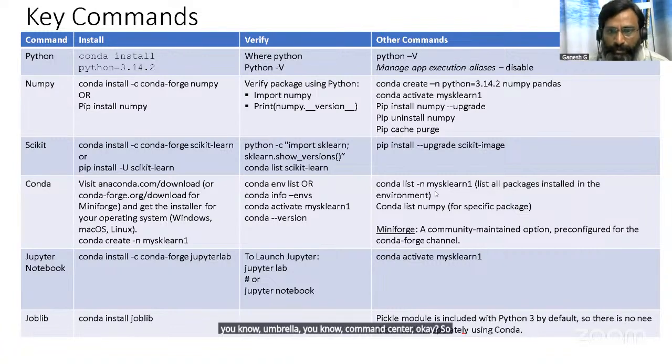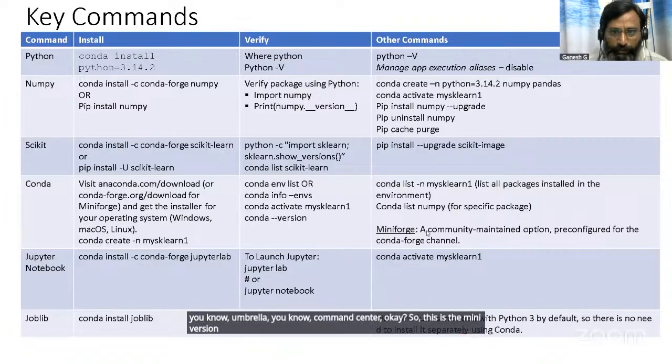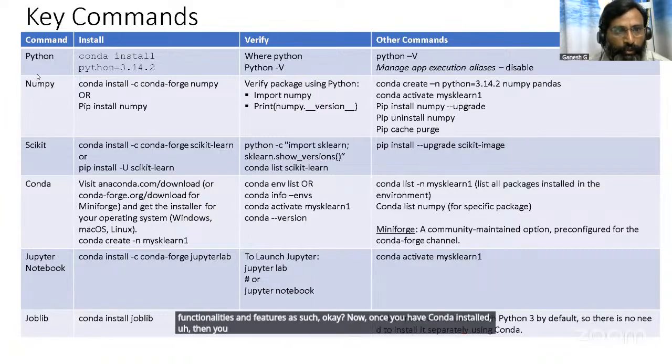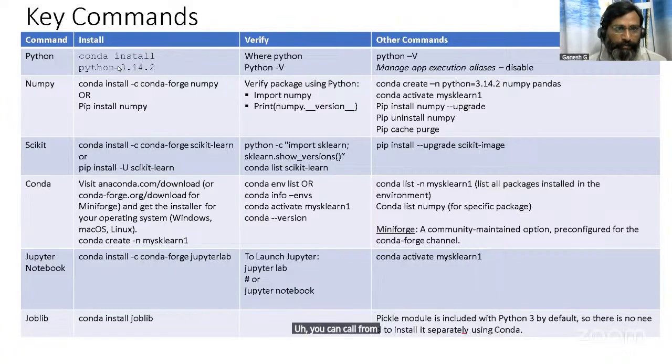So this is the Miniforge version, mini 4, that we spoke about. It's community maintained again. It is a pre-configured Conda-forge channel, offers multiple functionalities and features as such. Okay. Now, once you have Conda installed, then you go for Python and NumPy. You can install Python, you can call it from Conda itself. Okay, this is the latest version of Python that you can install.